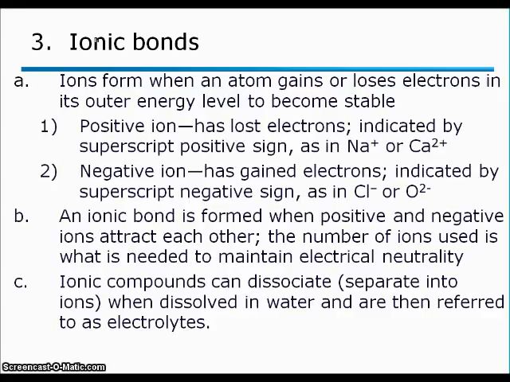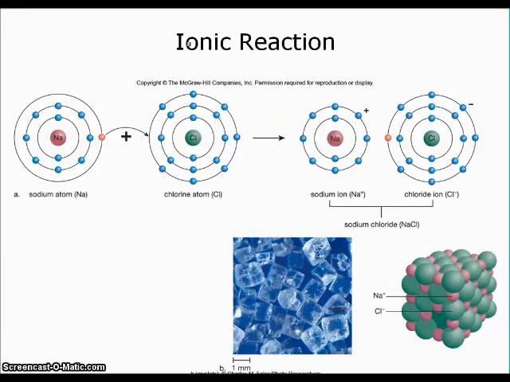So one of the types of bonds that you need to know about is an ionic bond, which should be review. It's where we have the attraction of a positive and negative ion, and they're held together by that attraction. So here is an image that shows that.